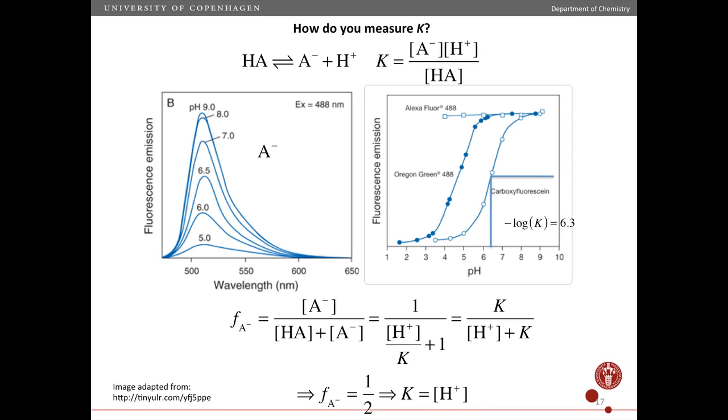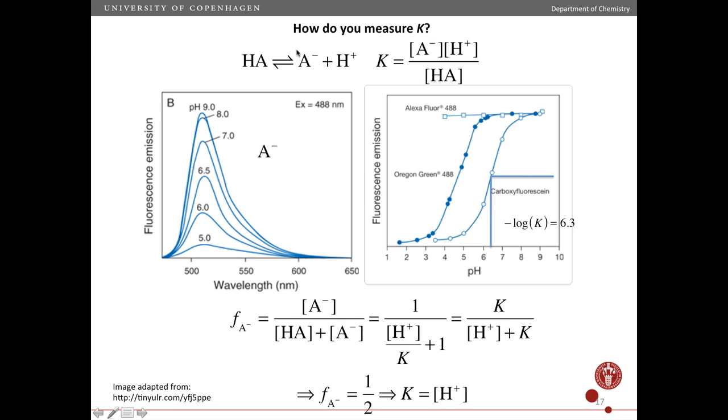How do you measure the equilibrium constant? Well, here we have a generic equilibrium for an acid, and the expression for the equilibrium constant is given by this. So in order to get a numerical value for K, what you typically do is you measure something, usually spectroscopically.